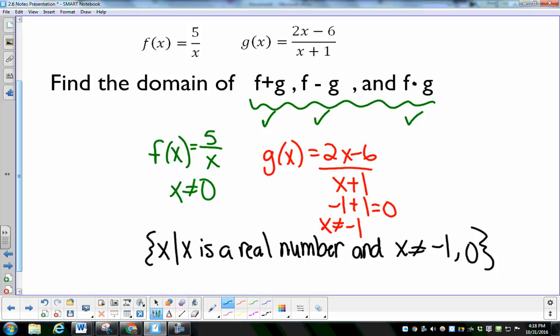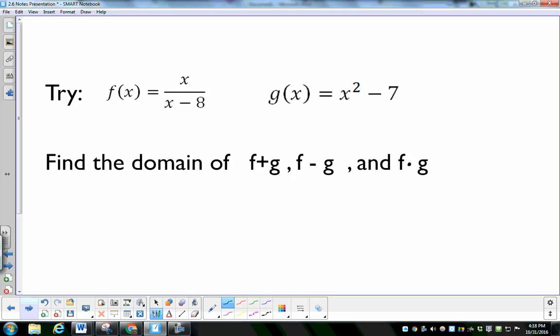Okay, so I'm going to give you guys one to try that's just like that one. All right, I want you guys to try with these two functions. f of x equals x over x minus 8, and g of x equals x squared minus 7. I want you to find the domain for f plus g, f minus g, and f times g. You should be able to just write it in one thing. Just figure out what x cannot be, and then tell me that.